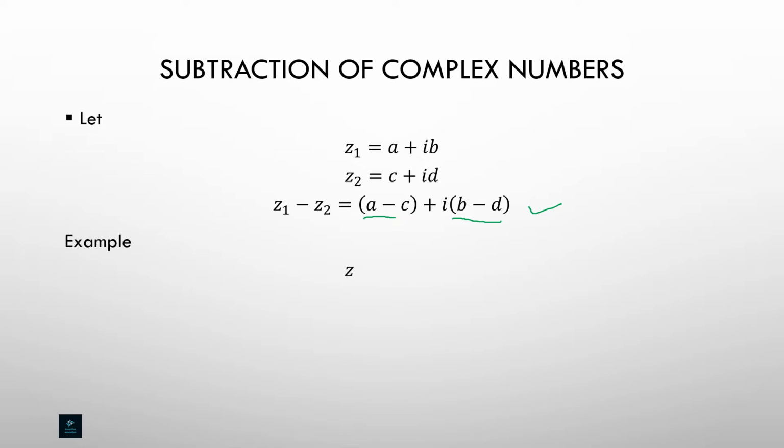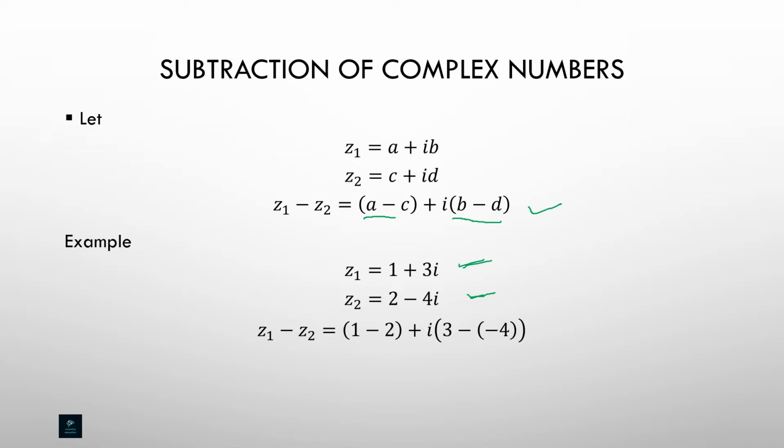For example, if we have z1 equal to 1 plus 3i and z2 equal to 2 minus 4i, then z1 minus z2 will be equal to the difference of real components 1 minus 2 plus i times the difference of imaginary components 3 minus minus 4. This will be equal to 1 minus 1 plus 7i. Therefore, z1 minus z2 is equal to minus 1 plus 7i.